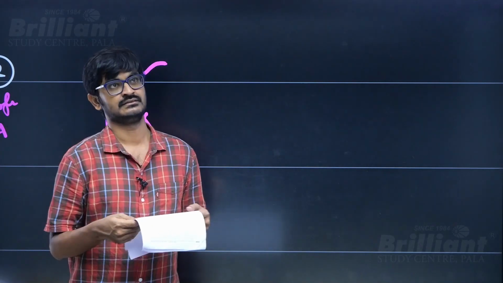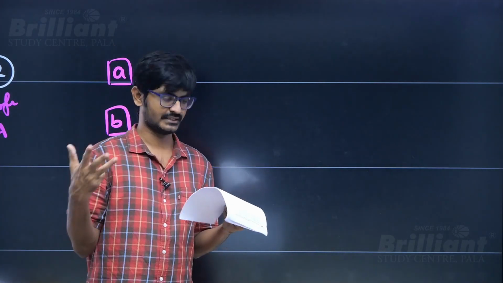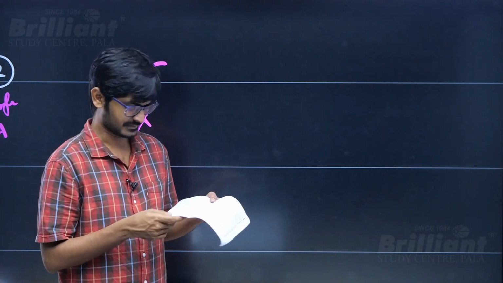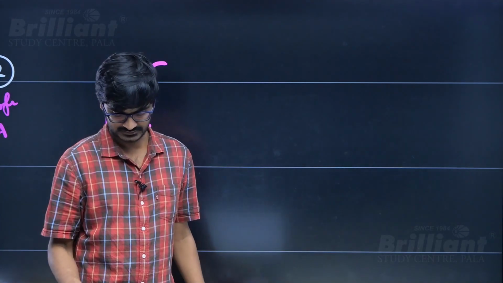CV is f by 2, where the degrees of freedom are 3 for monoatomic and 5 for diatomic. So from there we will be getting option C is correct, option D is wrong.